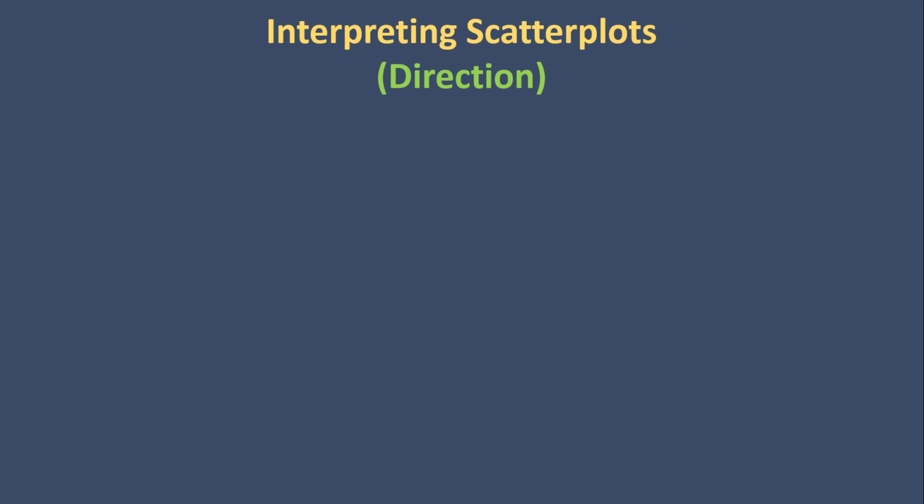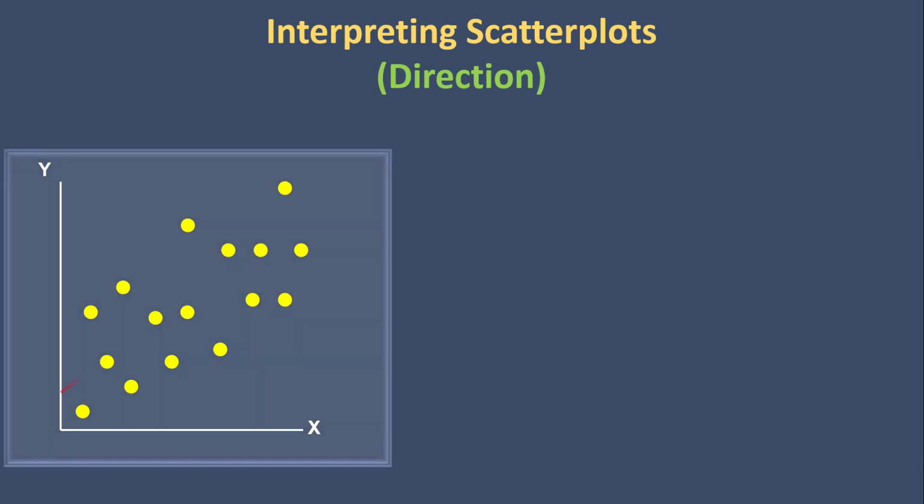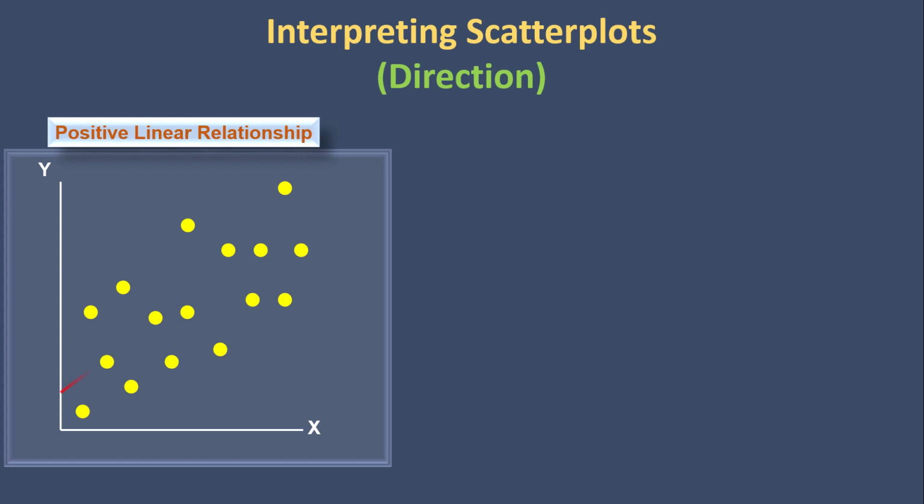If the data points form a generally upward trend as we move from left to right, this indicates a positive linear relationship. Here, when x increases, y increases, or x decreases, y decreases. Both increases or both decreases together.